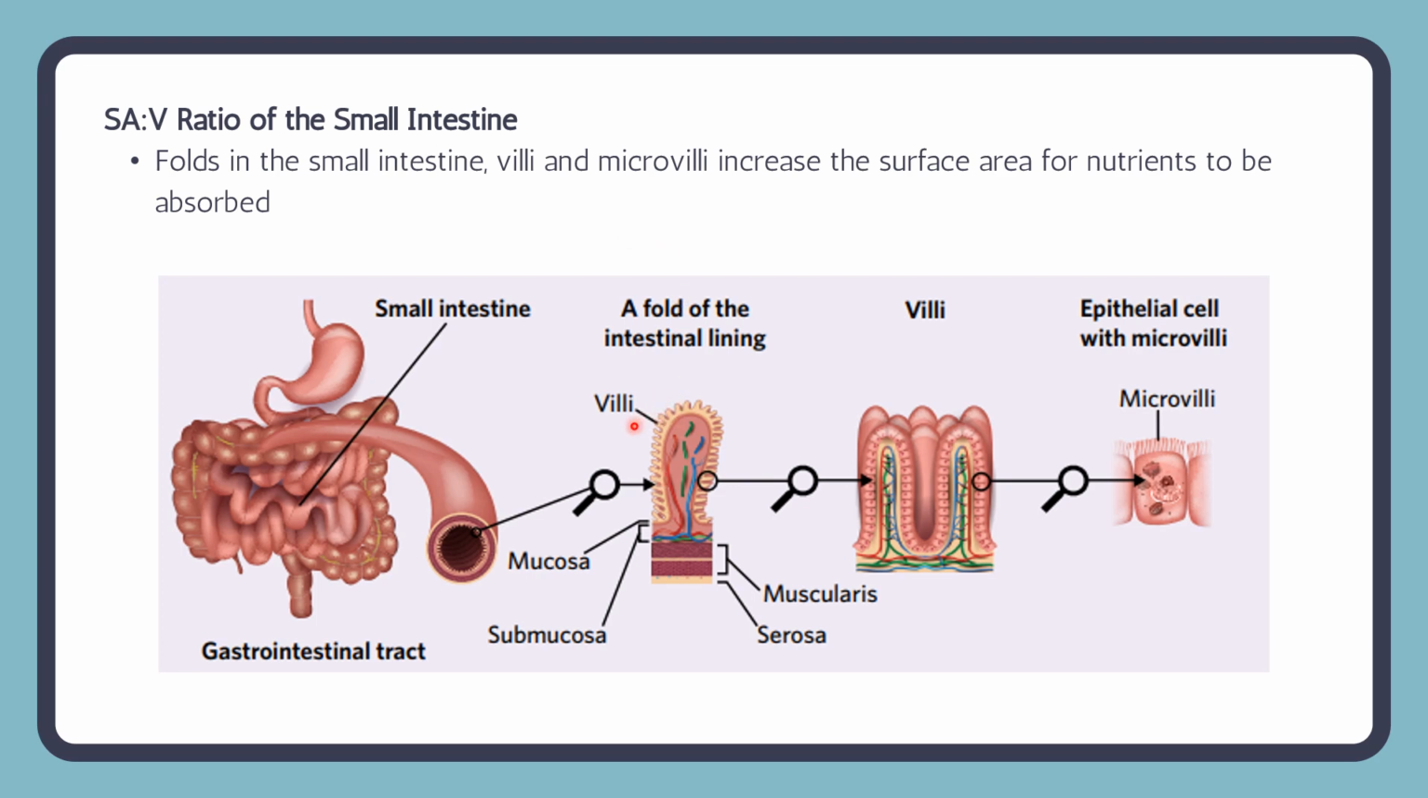We have villi, so small folds on the small intestine lining. And then on these villi we have epithelial cells that have microvilli. So we have a high surface area to volume ratio so we can absorb these nutrients.